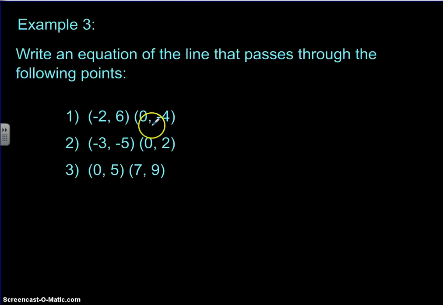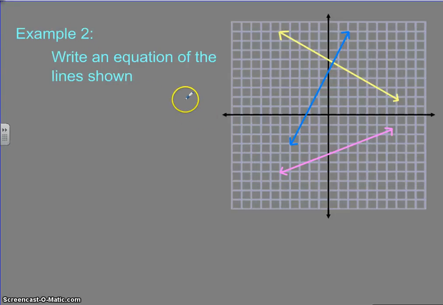Let's look at the next page. Okay, write an equation of the line shown. So now we're going to write an equation, and we're going to find the slope and the y-intercept of these lines. So again, we need to know what m is. Let's look at the yellow line. We need to know what m and b are for the yellow line. Well, b is where it crosses the y-axis. That's right here, right? What is that? 1, 2, 3, 4, 5. That's at 6. Y-intercept is 6.